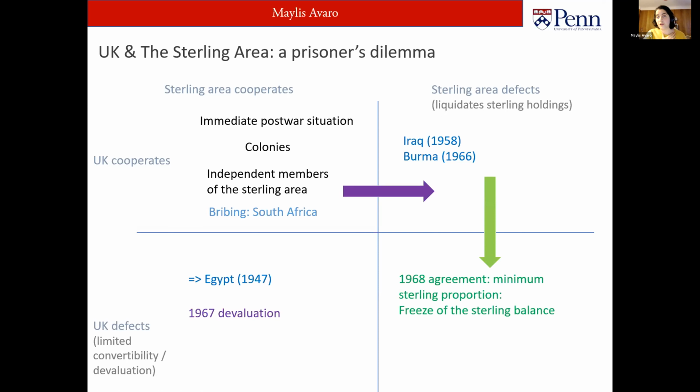the UK, forced by the G10, decided to offer a protection of the dollar value of the reserves in exchange for a freeze of the sterling reserves. So basically, after '68, the sterling held in the sterling area is frozen.